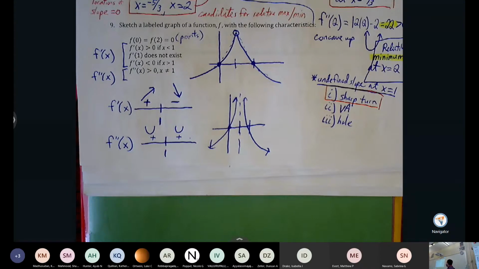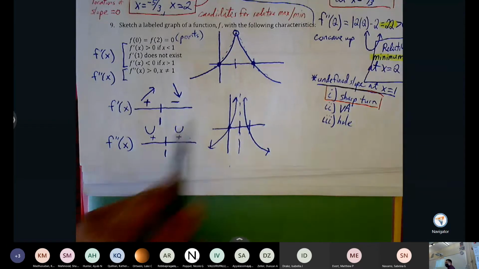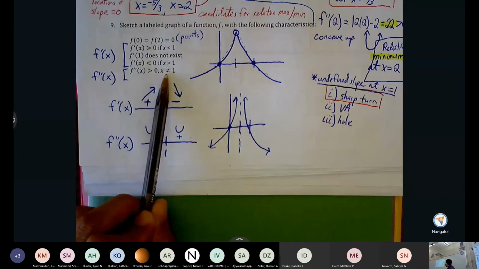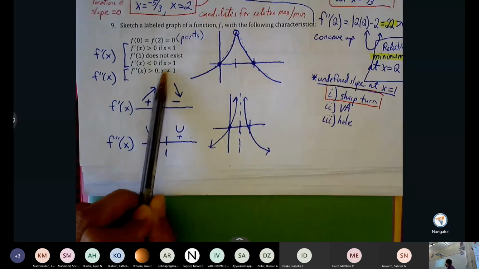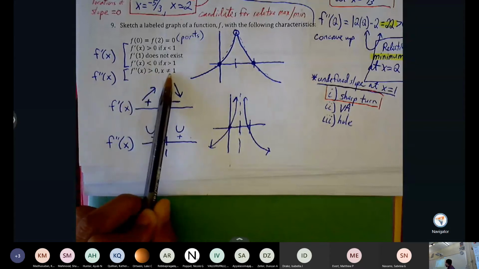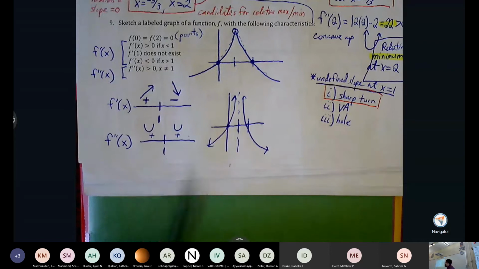Yes. Why did you say there was no concave for that? Okay, the reason why is because of the statement. It says f double prime is greater than 0. This means that it's everywhere except 1. So that means I want concave up to the left of 1, and I also want concave up to the right of 1. 1 just helps separate my 2 intervals. Good. Any other questions?